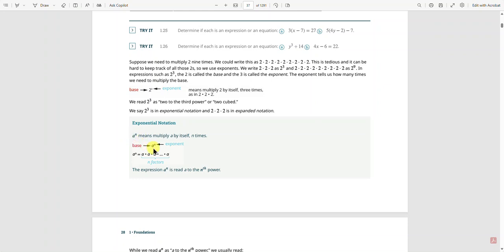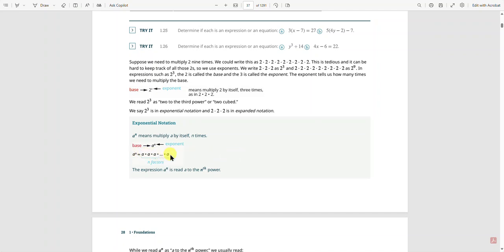We're shown that a is the base and n is the exponent. Here we see that written in exponential notation, and here we show that written in expanded notation. Notice in the middle of this, we have this dot, dot, dot. That's showing us that this exponent n is variable. So it's saying a times a times a, and this can go on for a certain number of times based on what the exponent is.